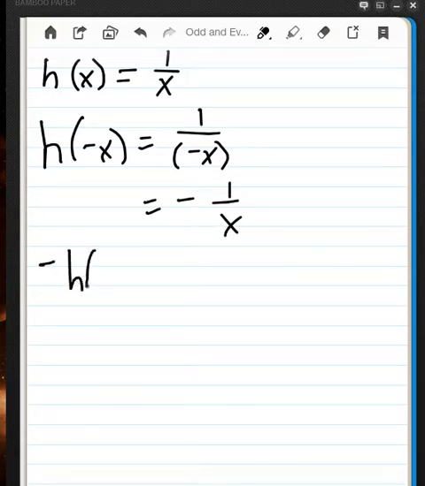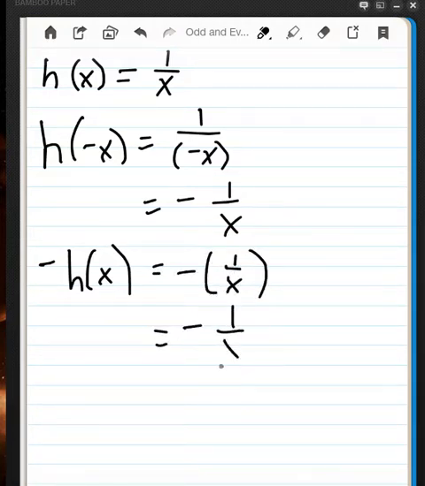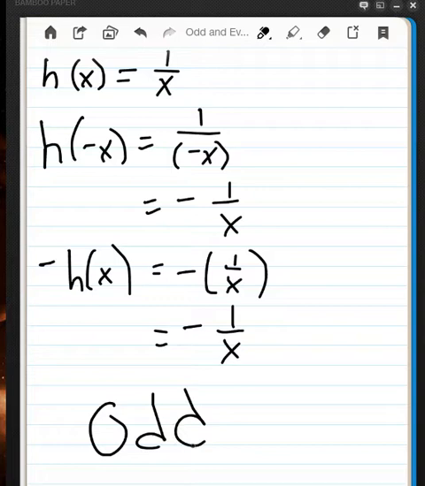Let's just do a quick check. It shouldn't take too long. The opposite of h of x equals the opposite of 1 over x. And sure enough, that's exactly what it looks like is happening. The value that I got by negating x ends up being the complete opposite of the y value, or h of x. So, because my y values are all the opposite by making my x values the opposite, this is an odd function.